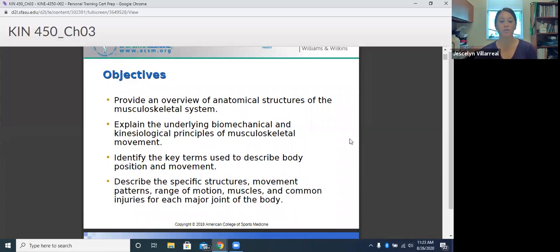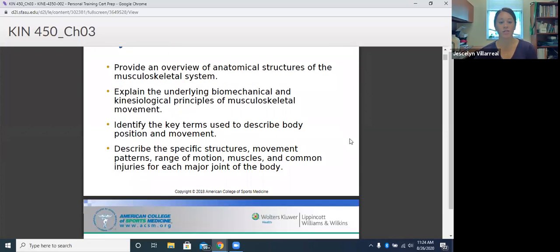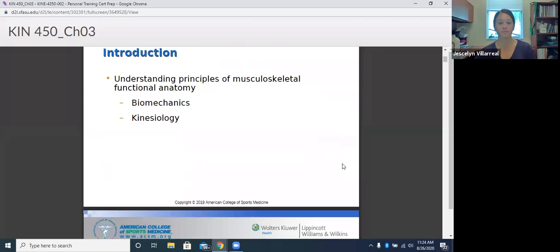So our objectives are to overview the anatomical structures of the muscular system and to look at the biomechanics and kinesiology of the movement, as well as look at key terms that describe body position and movement. Towards the end, you'll look over all of the joints, all of the muscles, and look at movement patterns, range of motion, common injuries for each location on the body.